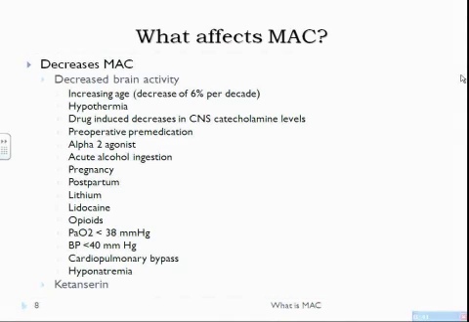Hypothermia will also decrease your brain activity. Drug-induced decreases in CNS catecholamine levels. Preoperative medications like Versed decrease your MAC. Okay? Alpha-2 agonists like clonidine will decrease your MAC. Acute alcohol ingestion will also decrease your MAC. Pregnancy, postpartum, all those things will do. Lithium, which also alters the brain activity, depresses it, will also decrease your MAC. When you give IV lidocaine, it decreases your MAC. If you're giving opiates, but we'll talk about that, it actually affects what's called MAC bar, it also decreases your MAC. And if you induce hypoxemia, it also decreases your MAC.